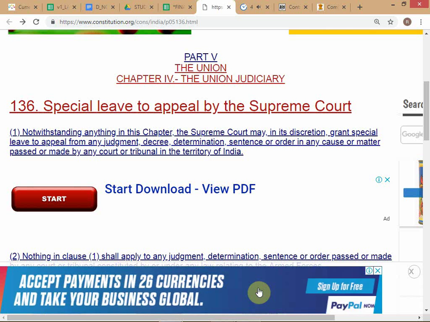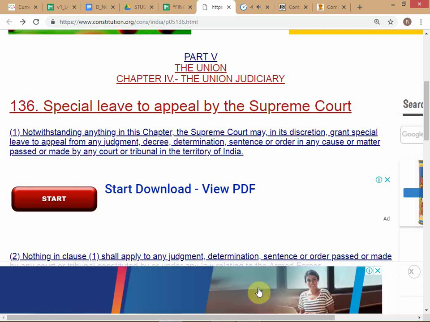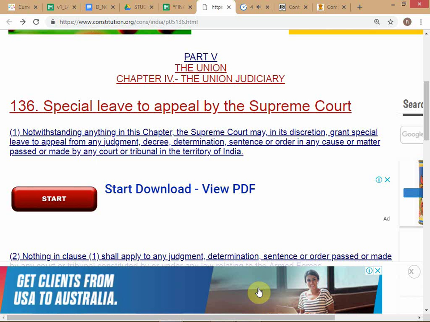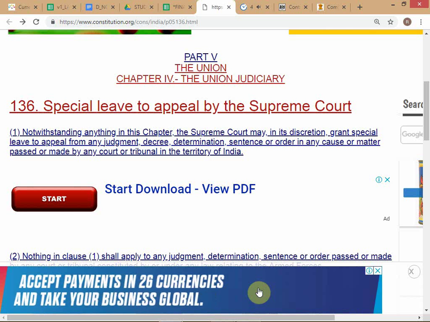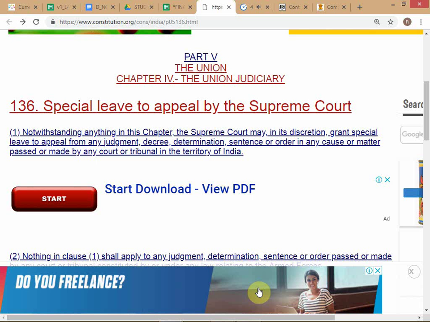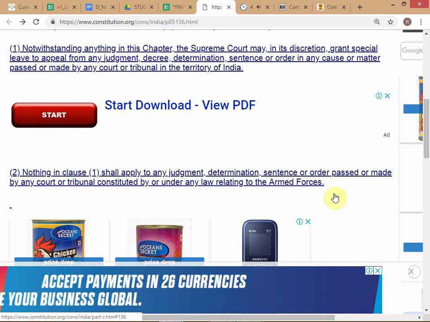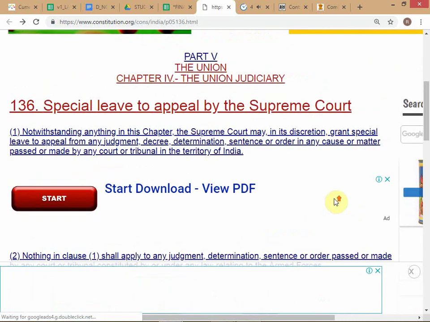And what is the final word? The Supreme Court may, in its discretion, again the Supreme Court is not compelled to hear your appeal, but the Supreme Court may, in its discretion, grant special leave to appeal from any judgment, determination, sentence, order, etc. Is this clear? So obviously, there's an exception here. Armed forces tribunals are not included. So that is understood.